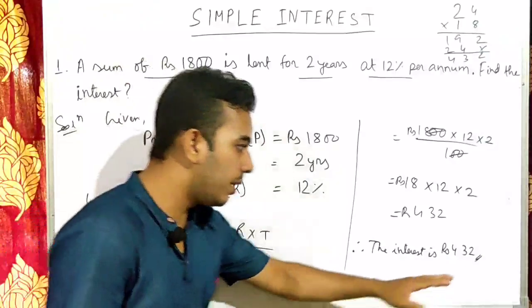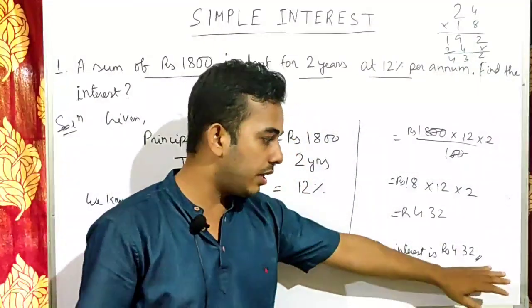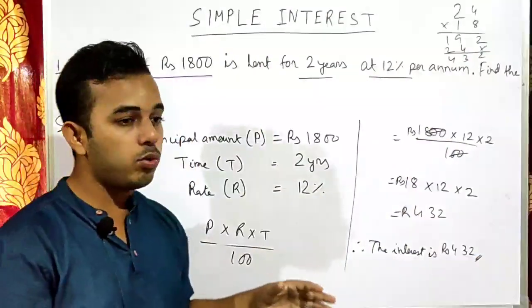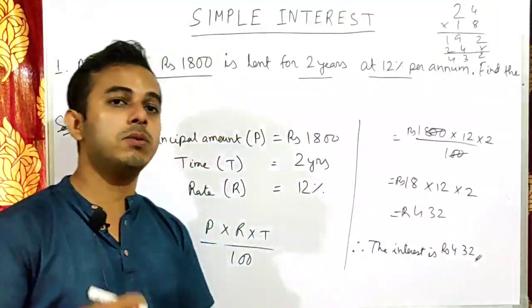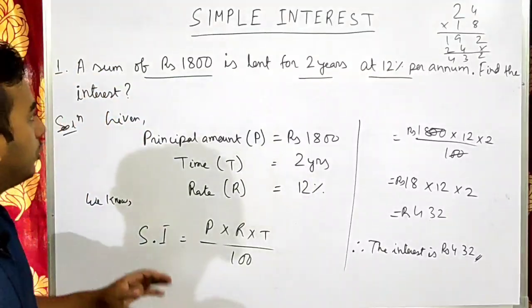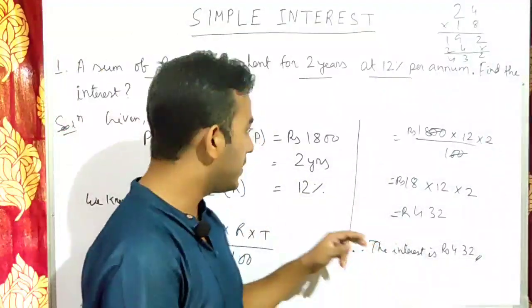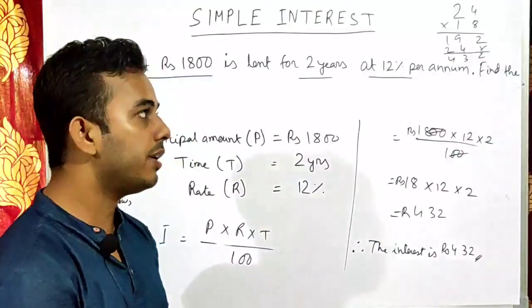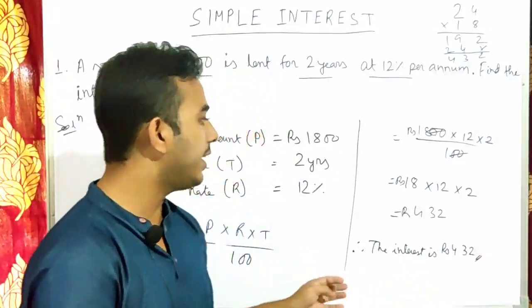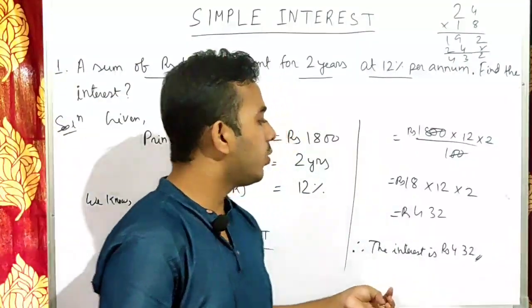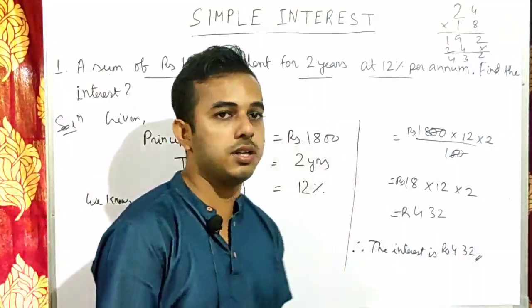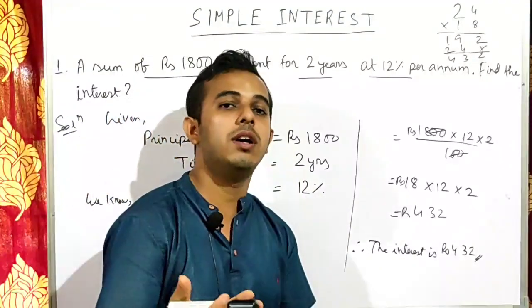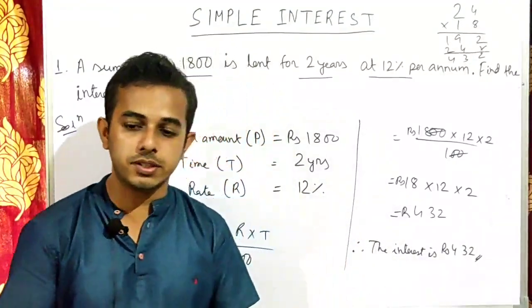Now this is up to which the question asked. Now can you find the amount you have to return to the borrower? It will be principal plus interest. Principal here is 1800 plus 432, so it will be 2232. That is, you have to return 2232 to the lender of that money. Up to this clear?